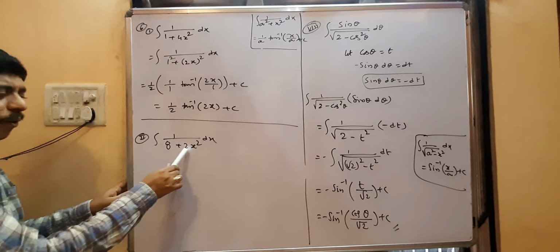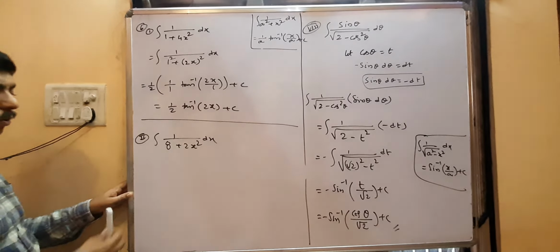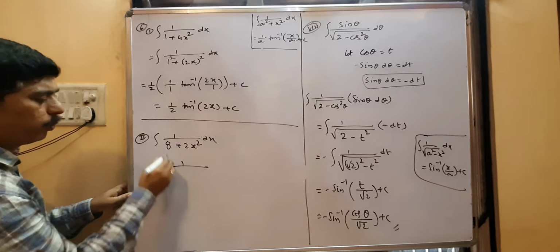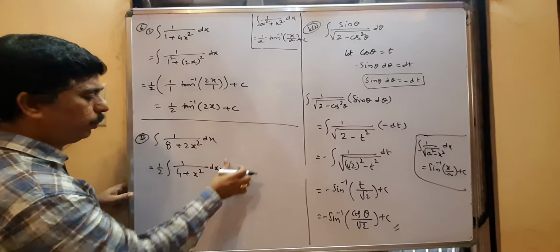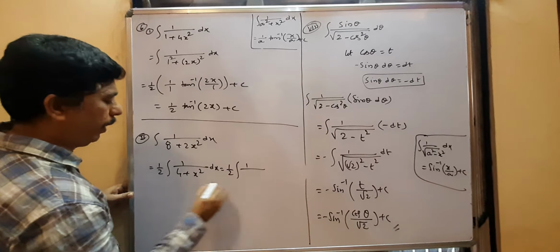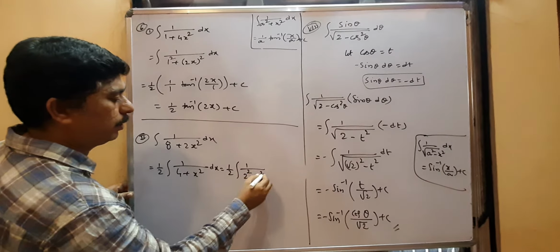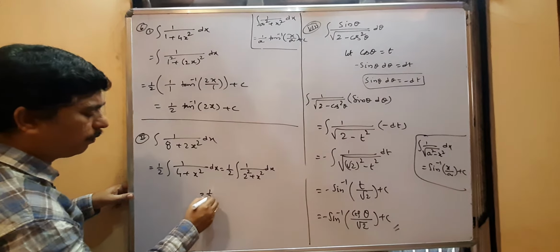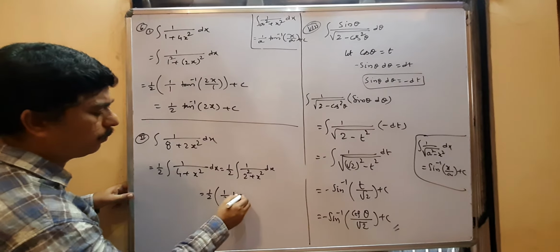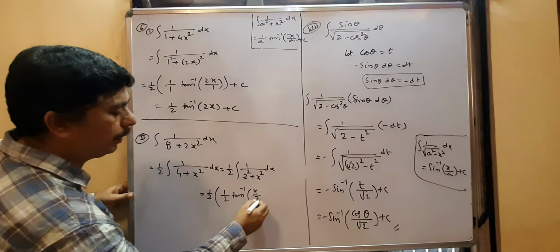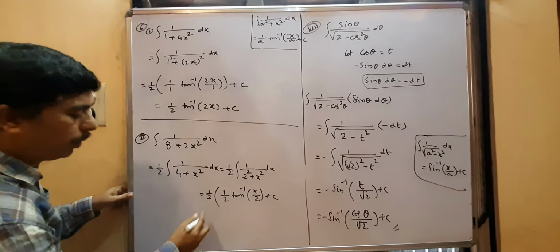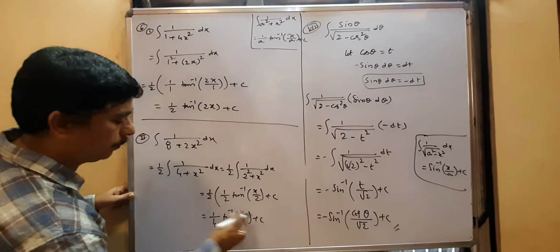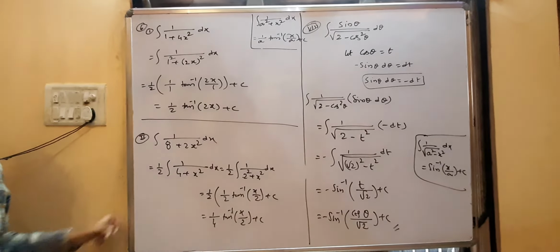Now coming to the next one, from these two terms it is possible to take 2 common. So 1 by 2, then 1 by 4, since 2 fours are 2 and 1 is x square, dx. This is 1 by 2 into integral of 1 by 4, nothing but 2 square plus x square dx. What is the formula? 1 by a into tan inverse of x by a, so x by 2 plus c. 1 by 2 into 1 by 2 is 1 by 4, tan inverse of x by 2 plus c. Copy it.